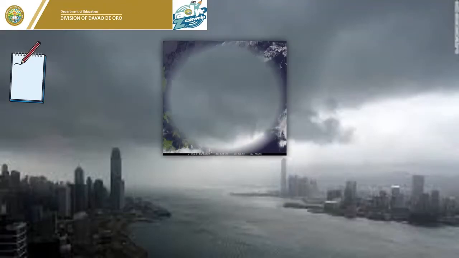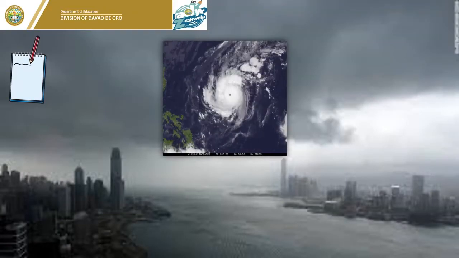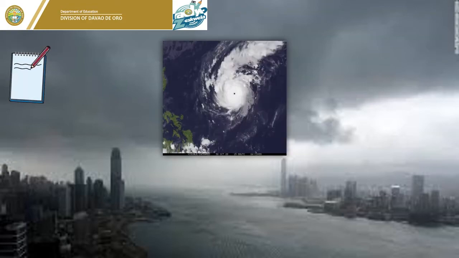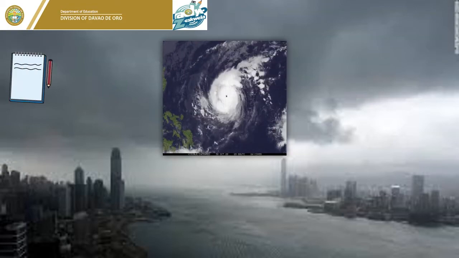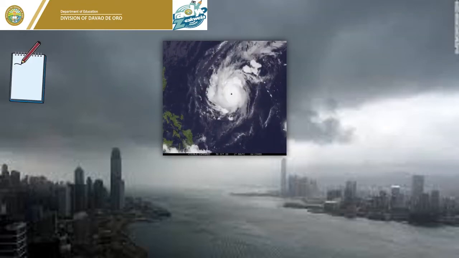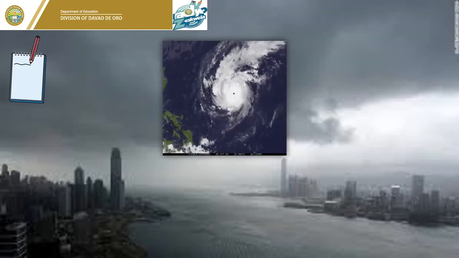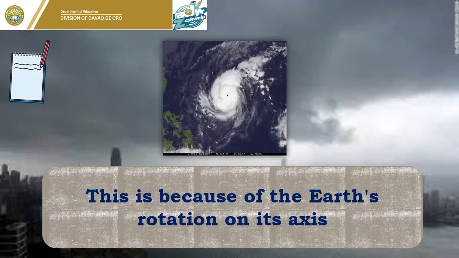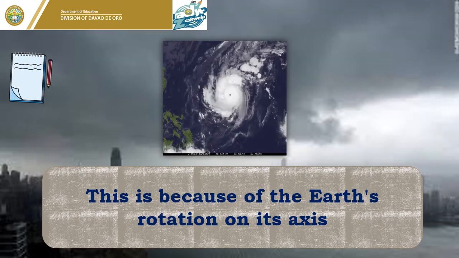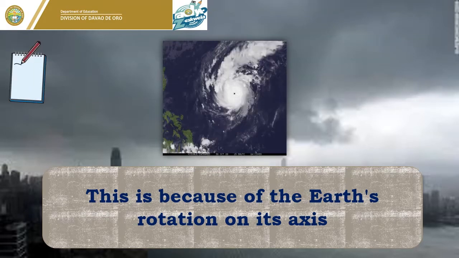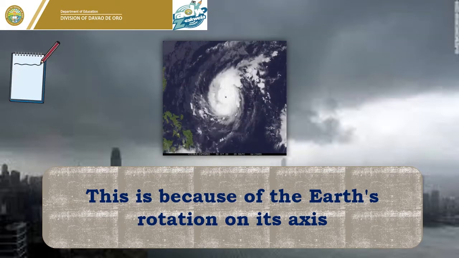How about this moving example? What causes the spinning movement of a certain typhoon? Do you know that storms that form north of the equator spin counterclockwise, and storms south of the equator spin clockwise? The spinning movement of a certain typhoon is because of the Earth's rotation on its axis.